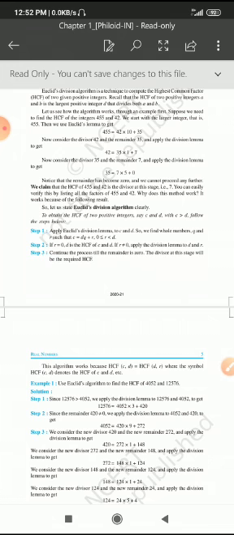Look at the first example. Use Euclid's division algorithm to find the HCF of 4052 and 12576. So we have to use Euclid's division algorithm. How to use it? First we have to apply Euclid's division lemma for these two given numbers. Which is the bigger number here? 12,576 is more than 4052.